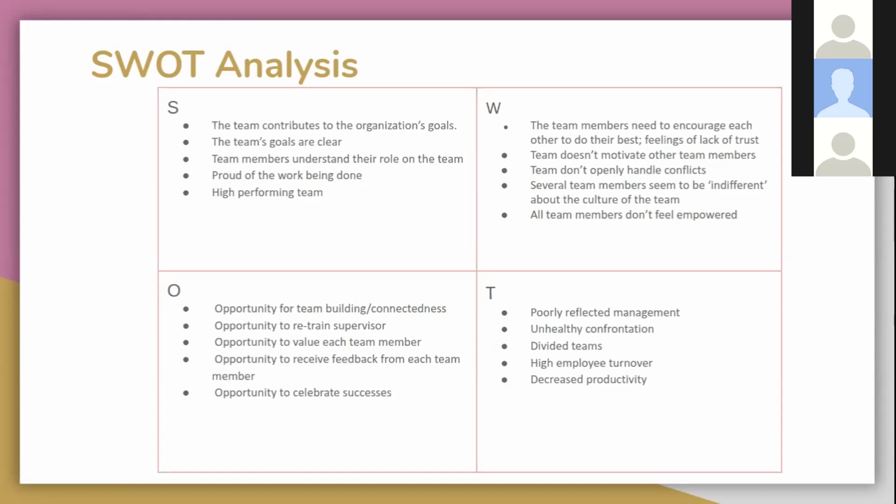Weaknesses: they're not encouraging each other. We sense there was some competitiveness, especially looking at John having favorites and where his attention goes, so there's probably some competition going on between team members. They don't motivate each other. They're not openly handling conflicts. Several team members feel indifferent about the current culture of the team, and they don't feel empowered. A good part of that is probably from John's autocratic style of leadership, being a dictator, telling them what to do.